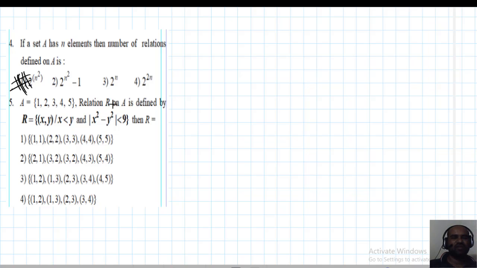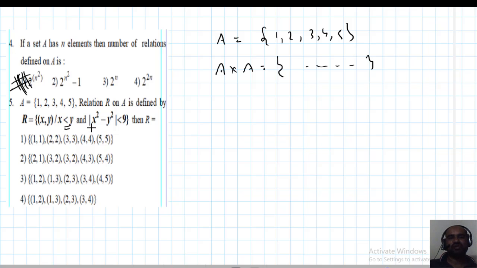So this is an interesting problem, students. A relation R on A is defined by two rules, not one rule: x less than y and mod of x square minus y square less than 9. Two rules are given, so this is not an easy problem. I want to write the ordered pairs satisfied by these two conditions. First of all, I write set A: 1, 2, 3, 4, 5, and the other A is also 1, 2, 3, 4, 5. A cross A gives 25 elements. From these 25 you choose the ordered pairs which satisfy both conditions. The first condition is x less than y, the next is mod of x square minus y square less than 9.